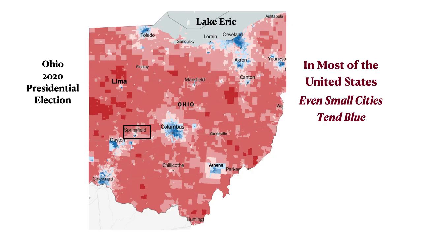So as I've said before, and I just want to reiterate this point, in most of the United States now, even smaller cities tend blue. I mean, not all of them. In Montana, for example, Great Falls, one of the larger cities, it's not particularly large, 60, 80,000 people, but there's not a single blue precinct. But in Billings, the largest city, there certainly are.